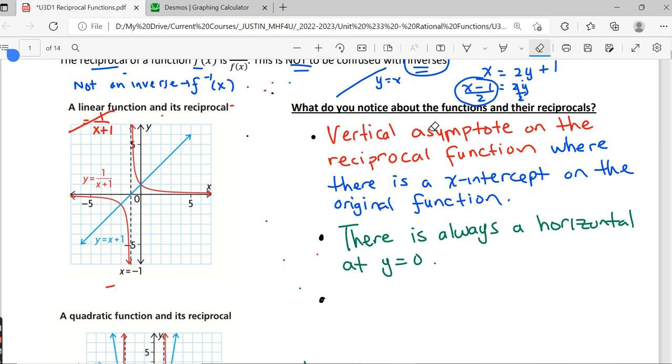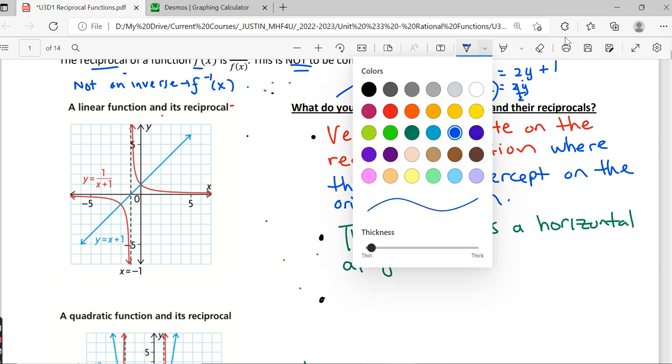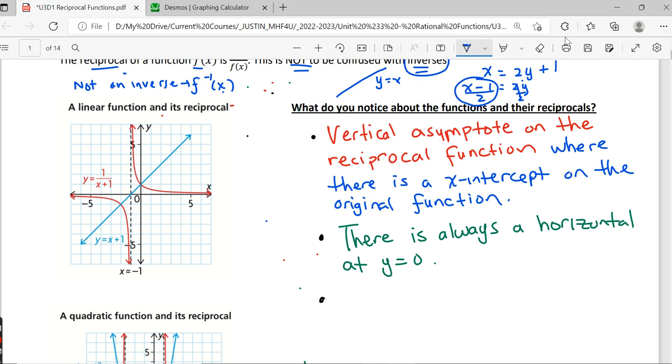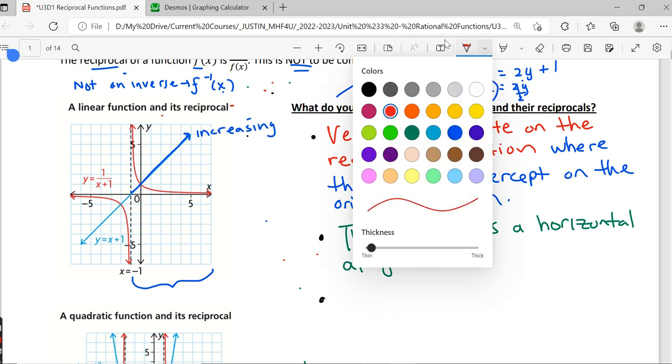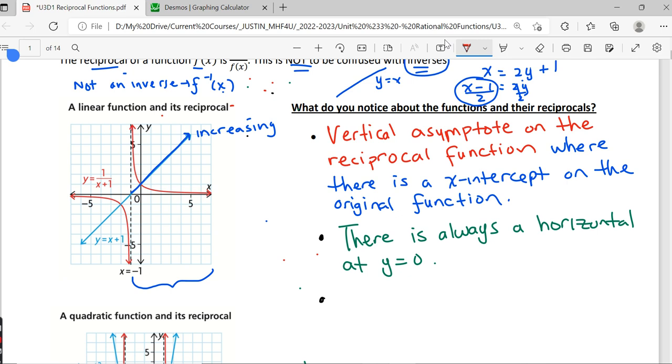Let's go back. Erase, erase. Okay. What else do we notice? Well, we're just going to look at the right of this asymptote. Look at this original function. This is increasing, isn't it? So the original was increasing. Well, let's look at our reciprocal. Is our reciprocal increasing? Nope. Our reciprocal is decreasing. Okay.